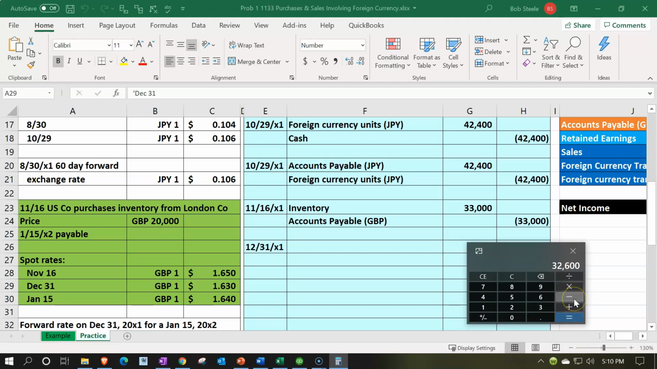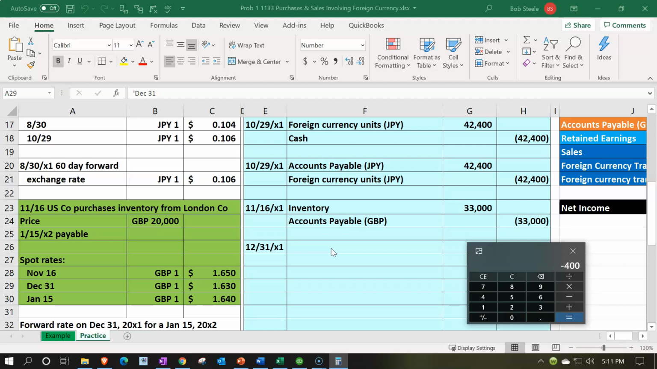So we have a difference. We're going to lower it by 32,600 minus the 33,000. So we're going to lower it by the $400. That means we're going to have to debit the accounts payable. We're actually decreasing the accounts payable, which is kind of good, right?